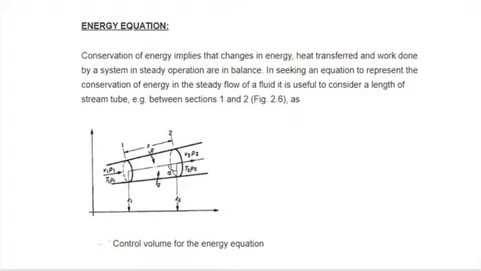Here we consider a steady flow of a fluid in a stream tube. Here the flow properties are mentioned at the entering and the leaving sections: V1, P1, T1 and ρ1, where V represents velocity, P represents pressure, T represents temperature and ρ represents density. The same apply at the exit section also, likewise V2, P2, T2 and ρ2.